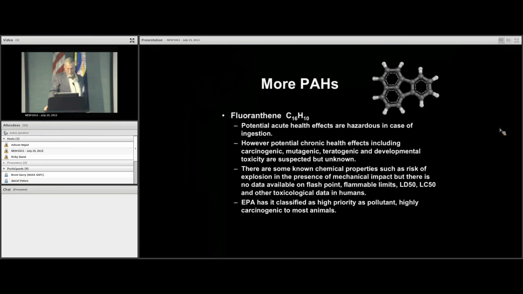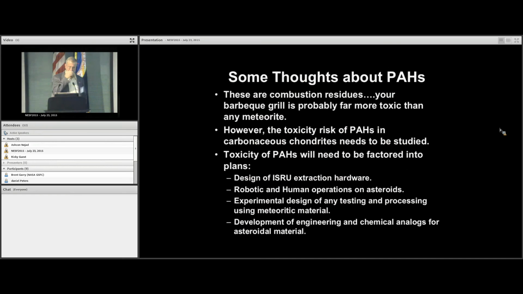Fluoranthene. It's not very well known, but suspected that it's mutagenic, carcinogenic, and so on. It's also suggested that it has a low flash point and it's somewhat flammable. Anyway, these are PAHs. This is what's in carbonaceous chondrites. It's not like this is terribly toxic stuff. Your barbecue grill is probably far more toxic than any meteorite.